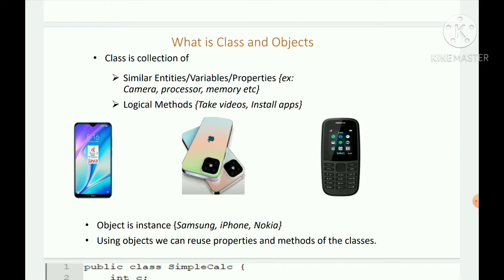For example, everybody has a smartphone. What are the components of a smartphone? Camera, processor, memory, everything is there. What is the functionality of the camera? You can take videos, take photos, and you can install apps, right? In the same way, the class has variables, like in a mobile phone you have the camera, processor, memory. In the same way, the class has variables, properties, and arguments as well. The functionality of the camera is that you can take videos and photos, right? In the same way, you can write methods in Java.